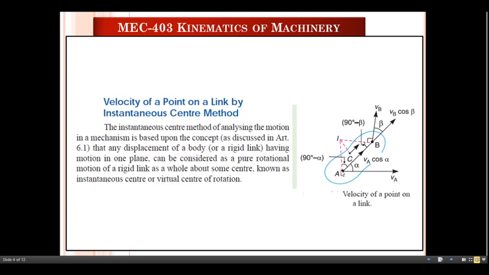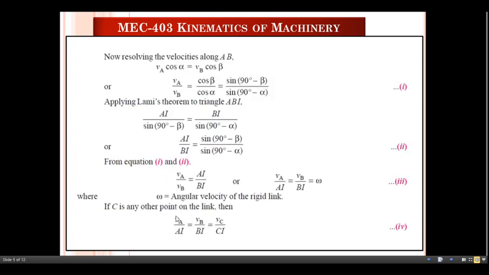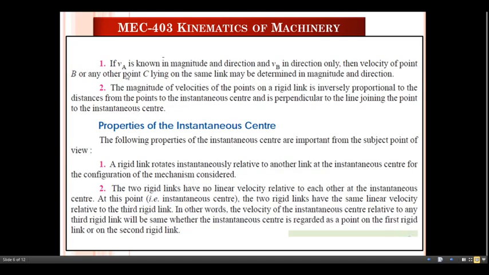In the previous case we considered the distance AI, then BI in this way. So we can continue this for the point C also, and at last we get this relation: VA divided by AI equals VB divided by BI equals VC divided by CI. If VA is known in magnitude and direction, and VB in only direction, then the velocity of the point B or any other point C lying on the same link may be determined in magnitude and direction.